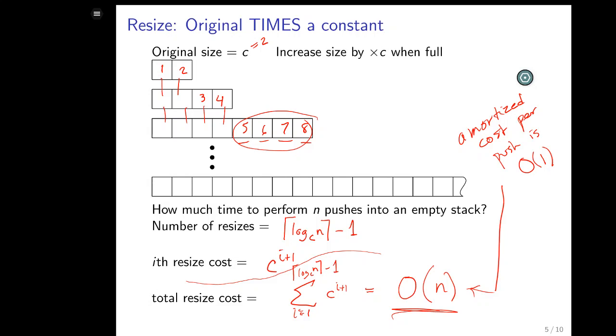So what that means is that the amount of work that I do over the course of the entire algorithm for resizing is 4 times the number of people that are in the queue. 4 times the number of things in the queue. Or in the stack, sorry. So that's it. We're good. Everybody amortized pays order one, 4.